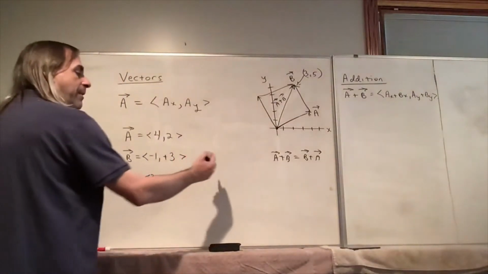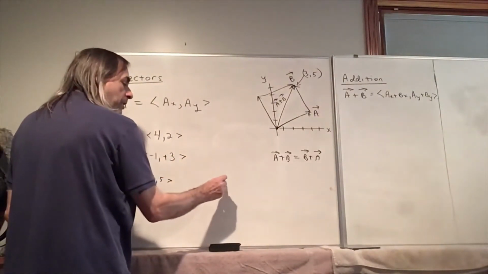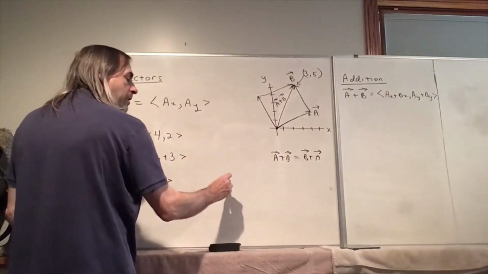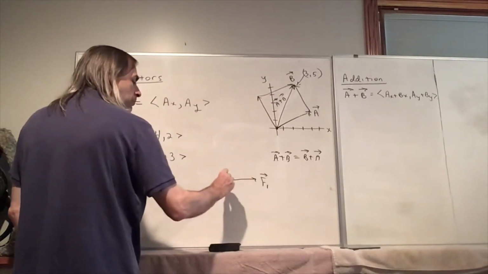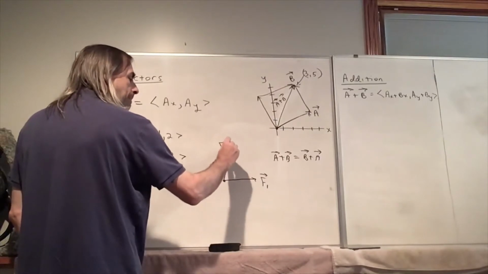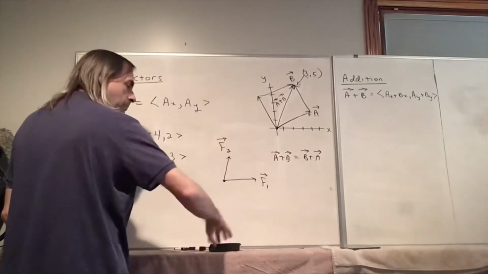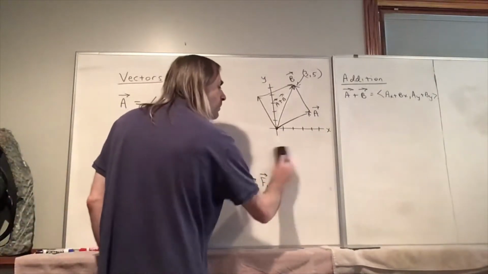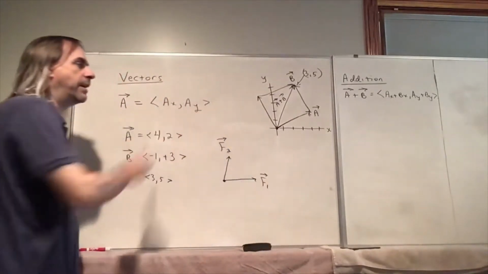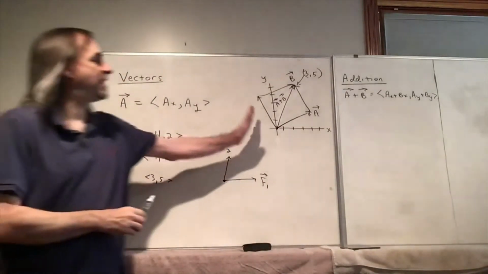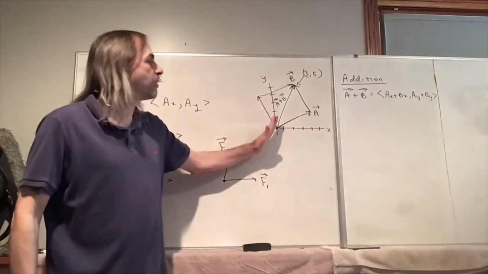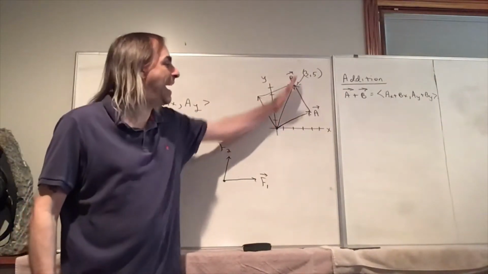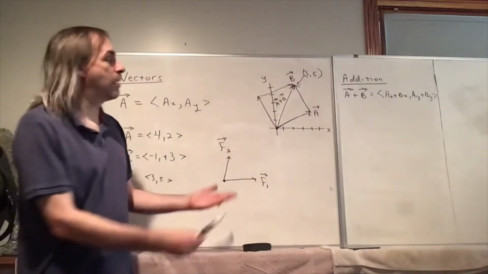So let's say we have an object, just some object, and we apply two forces, F1 and F2. Again, it's really nothing different than the tip-to-tail method. You can just add these in the opposite direction. But you can see the resultant vector is just the diagonal of that parallelogram.